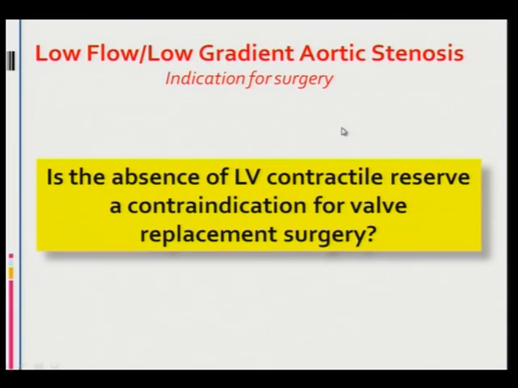This has been the traditional teaching for many years, that the absence of LV contractile reserve is a contraindication for valve replacement. And many authors looked at whether this is really true. Is it true that if you have no contractile reserve and you do an operation, the patient will do very badly?